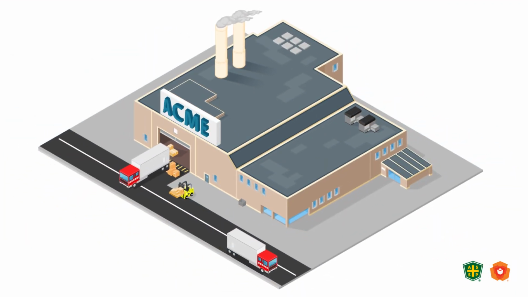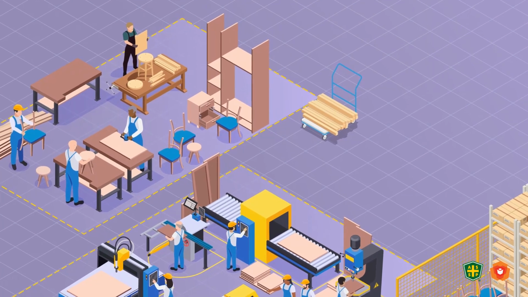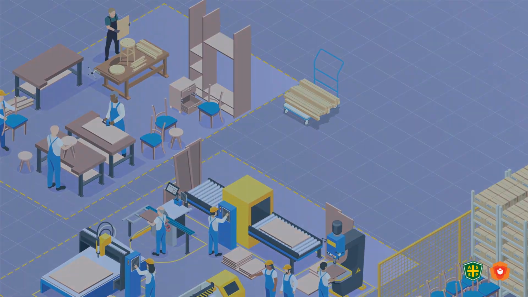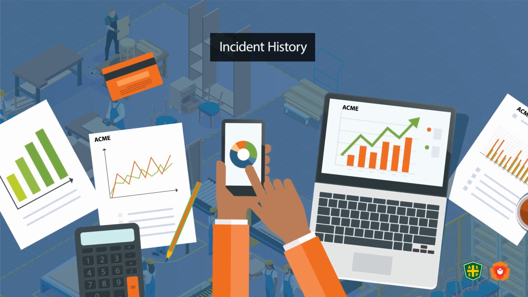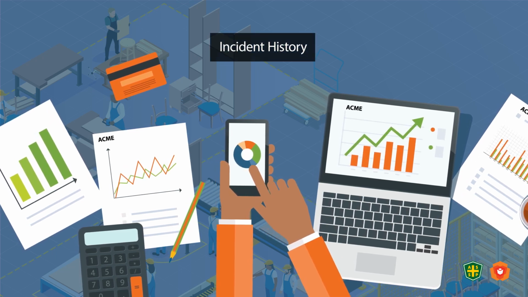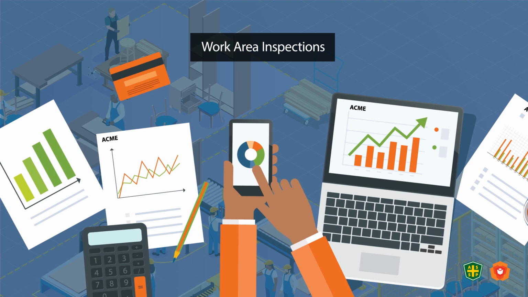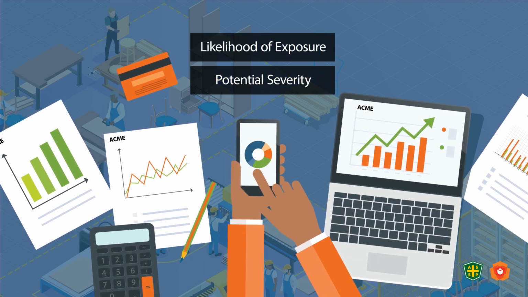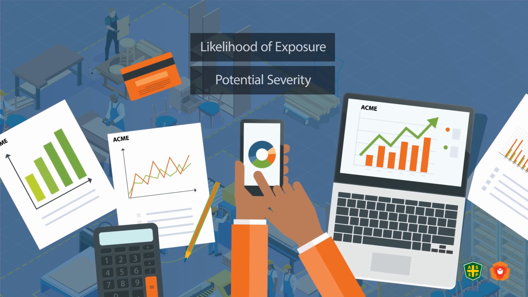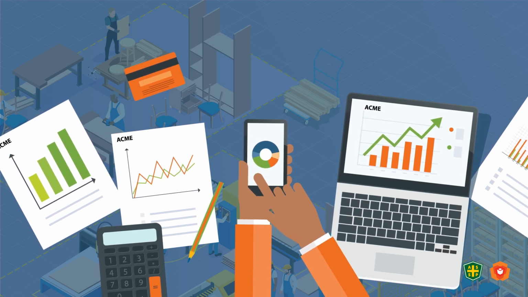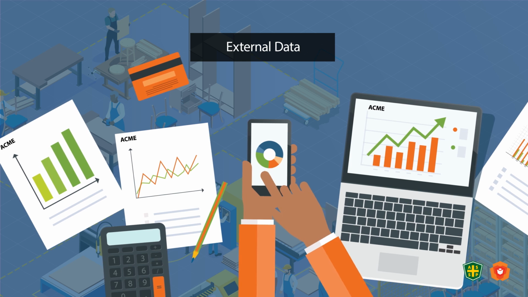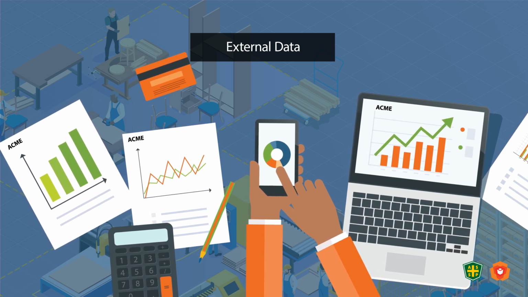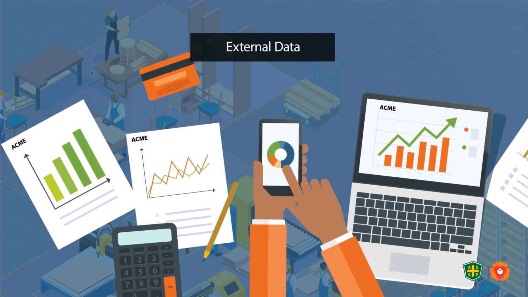In our example, ACME's Safety and Health Manager tracks data to evaluate the risks involved in specific tasks. This data, which includes the history of injuries and incidents involving this task, and information from regular inspections of work areas, helps ACME determine the likelihood of exposure, as well as the potential severity of an injury. In addition to this company-specific data, the safety manager also uses external data from various sources, including ACME's insurance provider and the U.S. Bureau of Labor Statistics.